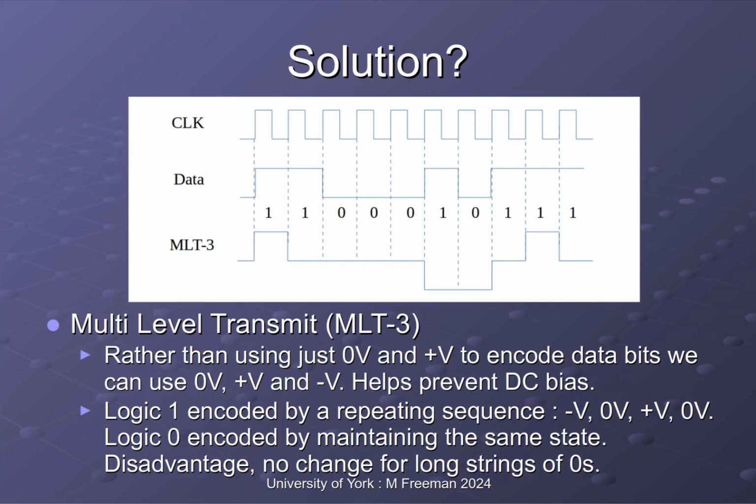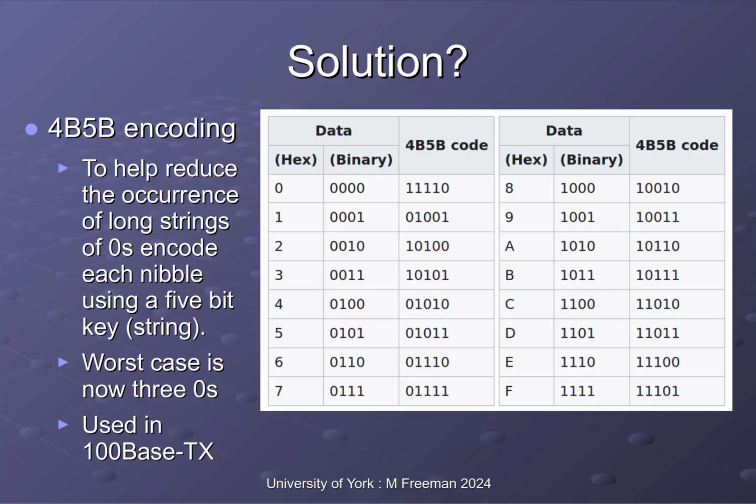However, in our effort to remove DC bias, we have reintroduced our synchronization problem, because if you were to transmit a long block of zeros, your signal does not change again. So our receiver could become unsynchronized because it can't regenerate the clock. It needs transitions in the data stream to regenerate that clock. So we have to combine MLT with one final stage of encoding: 4B5B encoding.